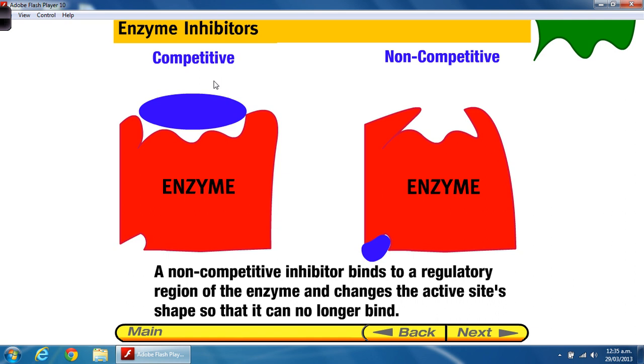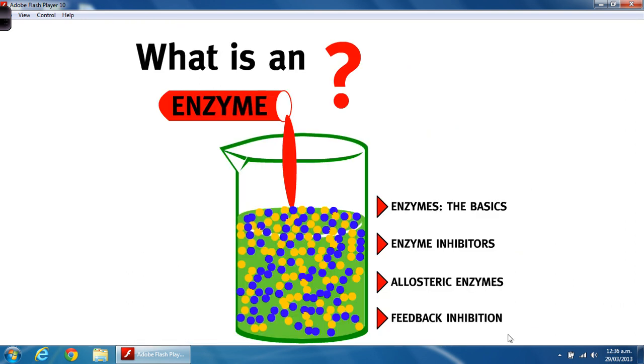However, if the venom is a non-competitive inhibitor, if there's something in the venom that binds to an enzyme and changes its shape, then it doesn't matter how much substrate you throw in there. It's not going to make any difference because the active site is actually free, but it just can't bind because it's now a different shape. So that's the idea of inhibitors. So inhibitors, competitive and non-competitive.